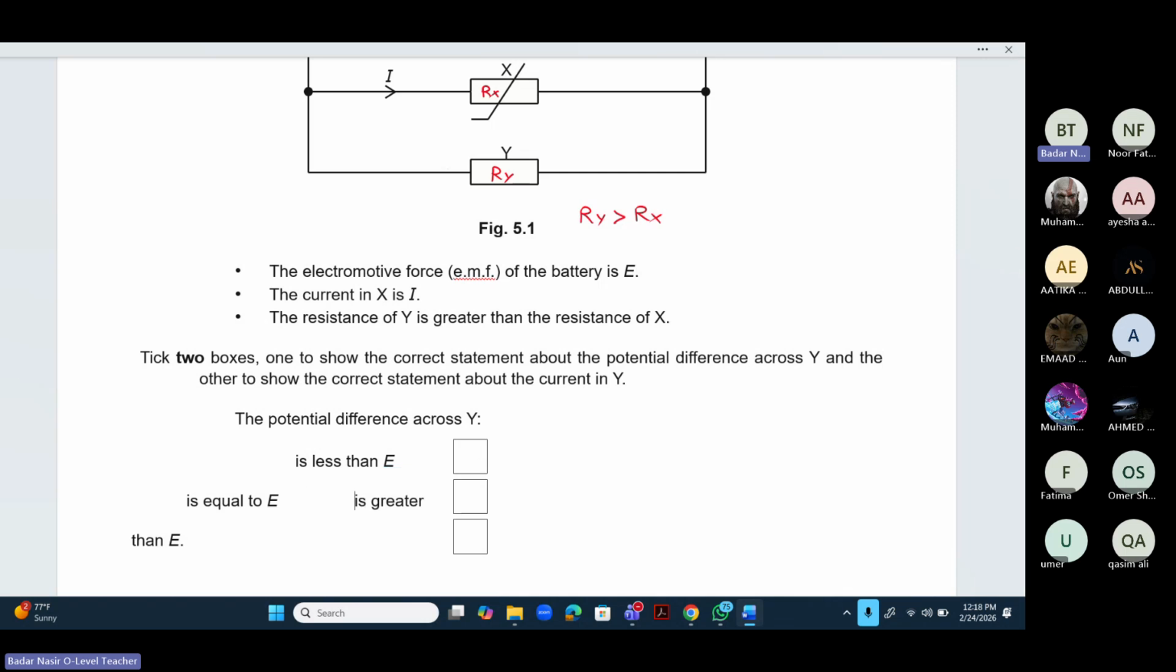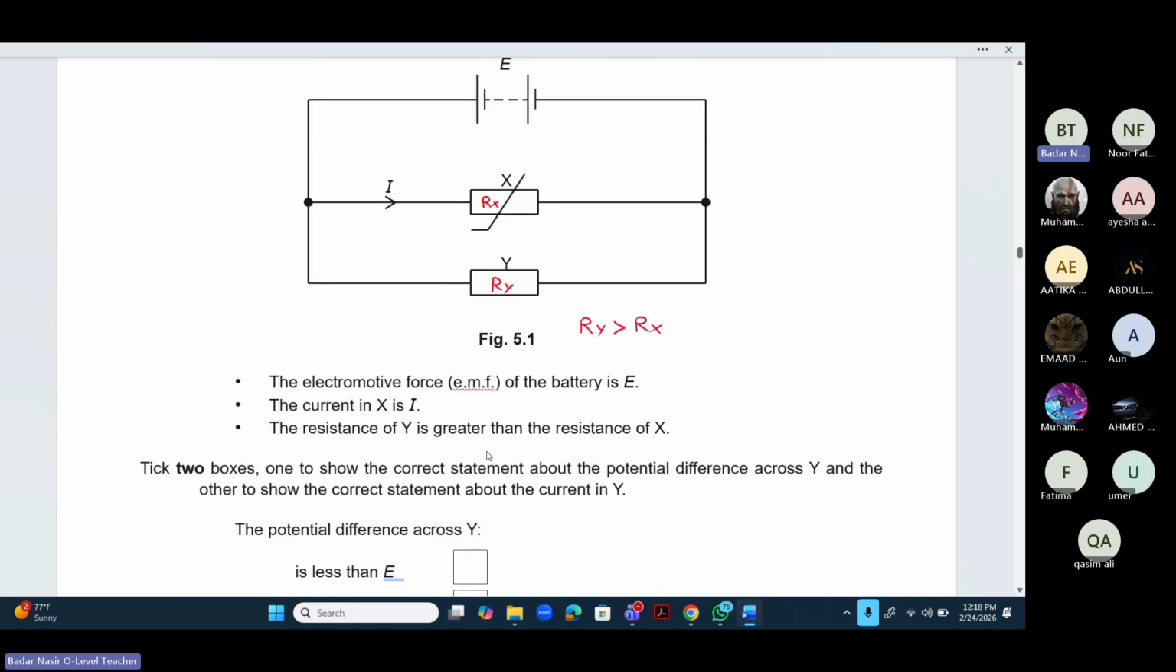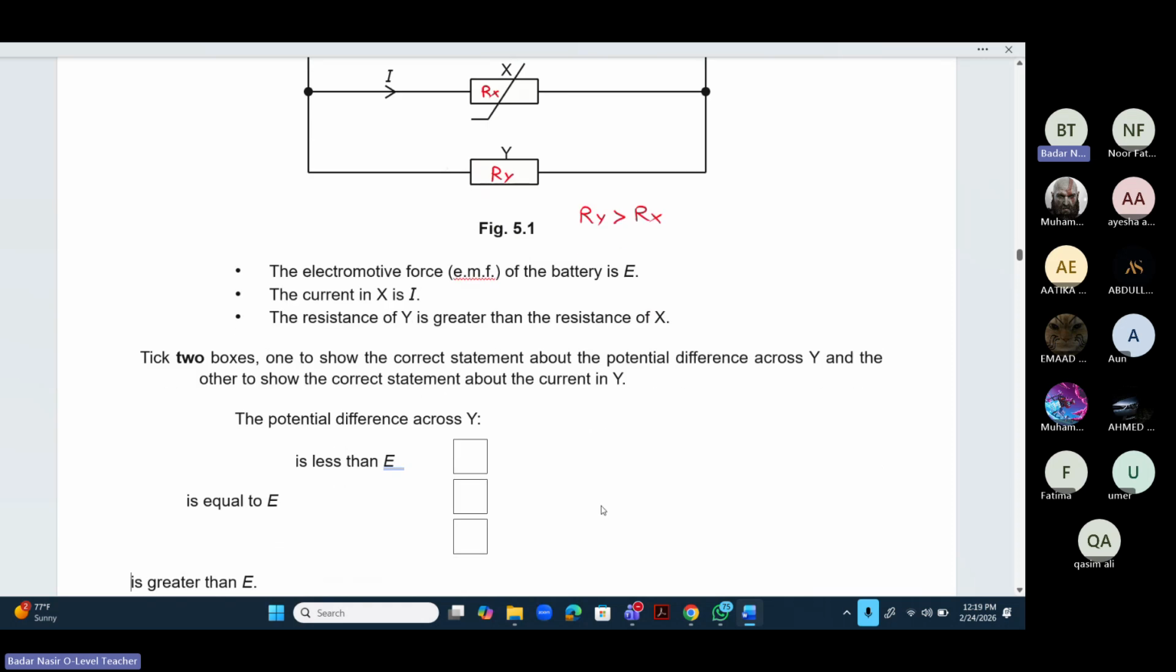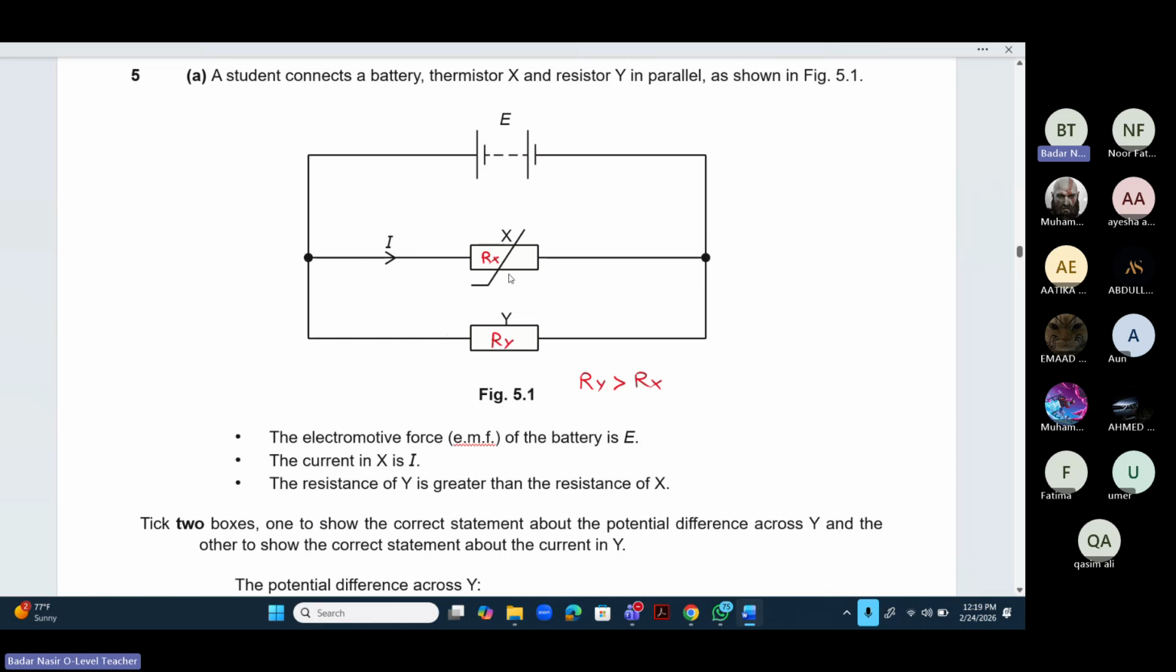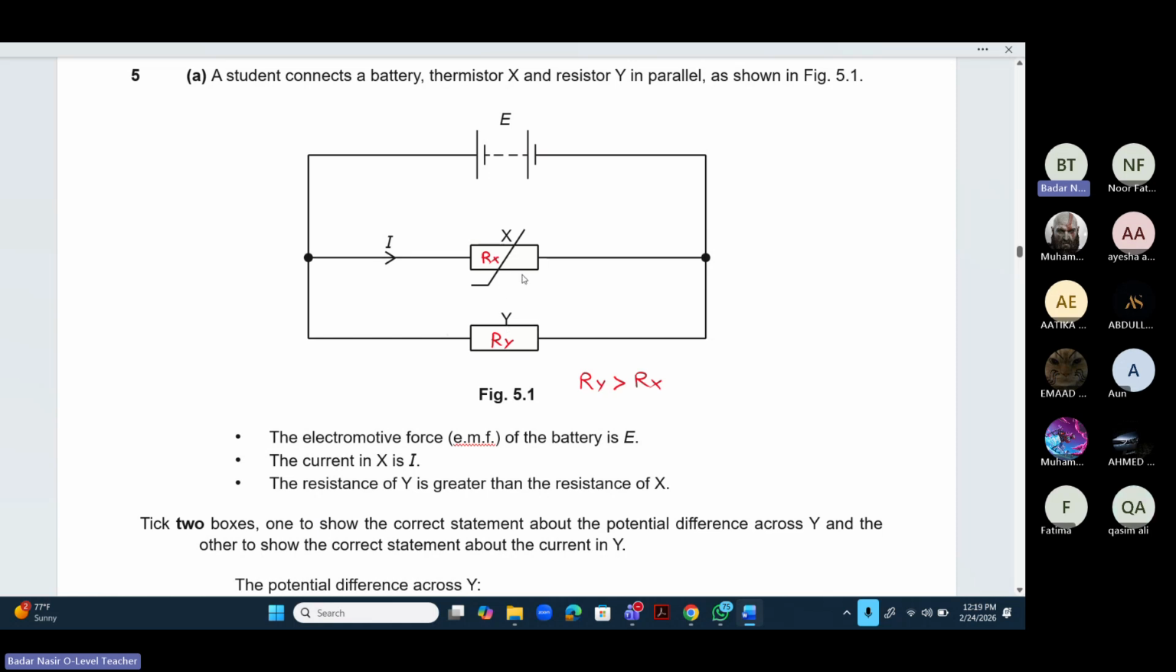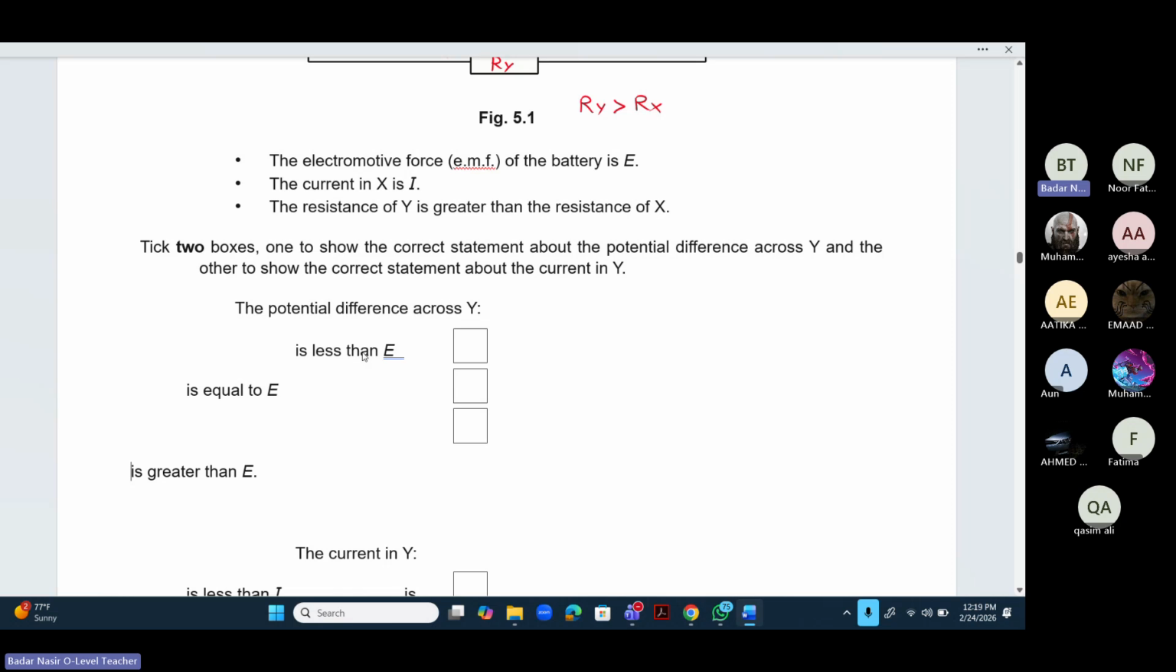So the potential difference, yeah, so पहली स्टेटमेंट हमारे पास है the potential difference across Y is less than E. ठीक है, तो उसने कहा है tick two boxes, one to show the correct statement about potential difference across Y and the other to show the correct statement about the current in Y. So potential difference across Y is not less than E. X and Y, they both are connected in parallel. और पैरेलल में वोल्टेज सेम होता है, तो दोनों के क्रॉस जो पोटेंशियल डिफरेंस है, which is the voltage, that is equal to E. करंट डिवाइड होता है, so this statement is not correct. The potential difference across Y is equal to E, so we place a tick in the middle box.